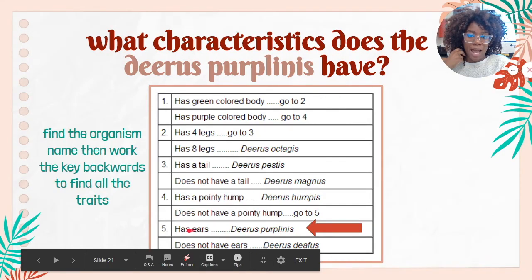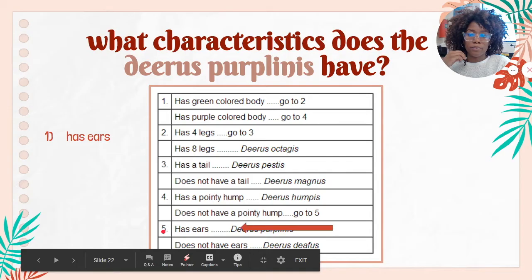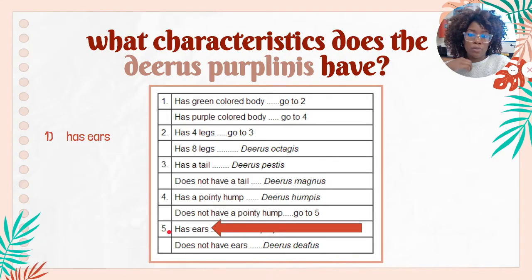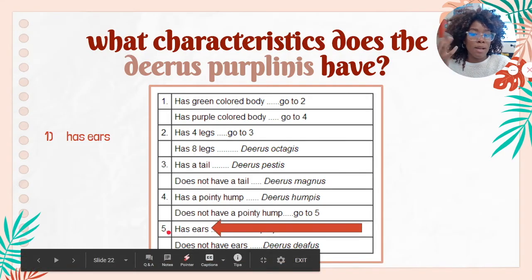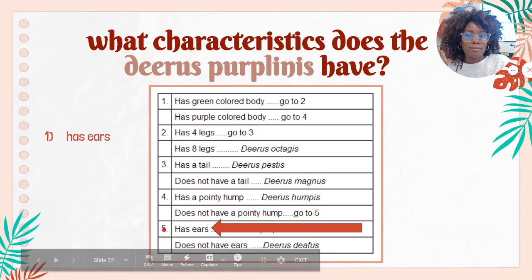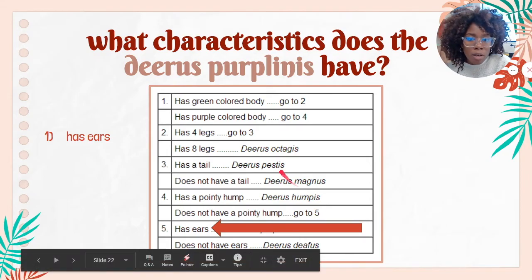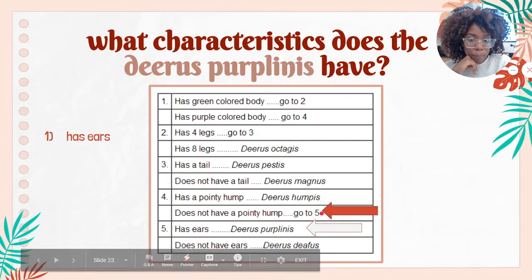Dirus purpulinus has ears. So has ears and then what? 5. So we know that it has ears. That's one characteristic that it has. Now what do I do? Well, I'm going to find where it tells me to go to 5. So I'm going to go and look. Where does it say go to 5? Oh, right there. Go to 5. So that means that's going to be my next place that I'm going to go.